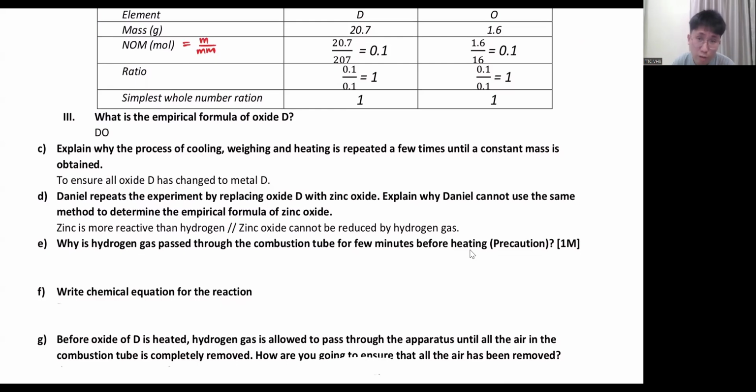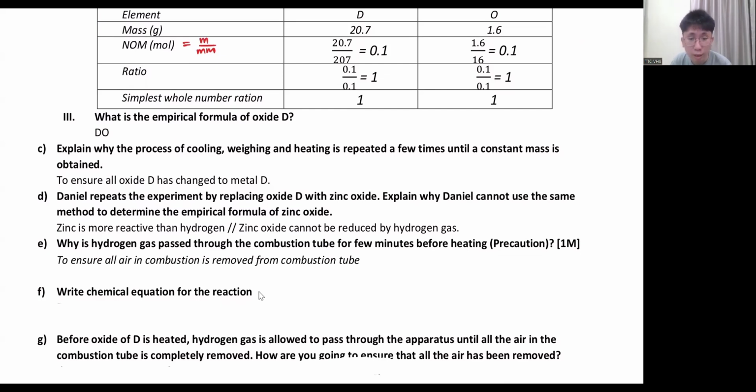So before you start your reaction, you flow for 5 minutes is to remove all the air, correct? Ensure all air in the combustion tube is removed. Because if you don't do this, what happens? The oxygen in normal air and the hydrogen that you just produced, H2 and O2, when you heat, explosion. So this one is something dangerous.